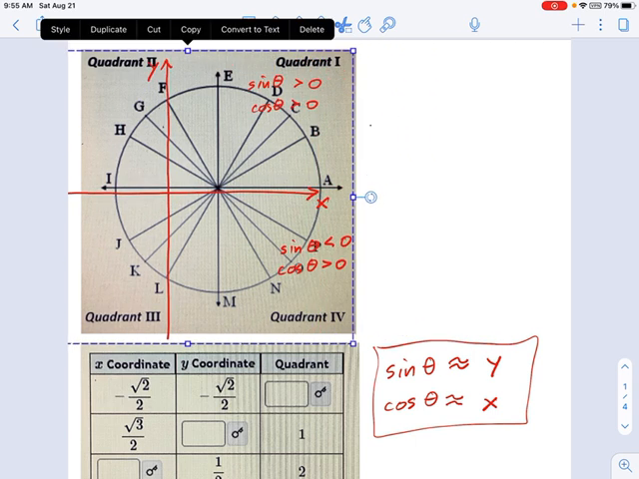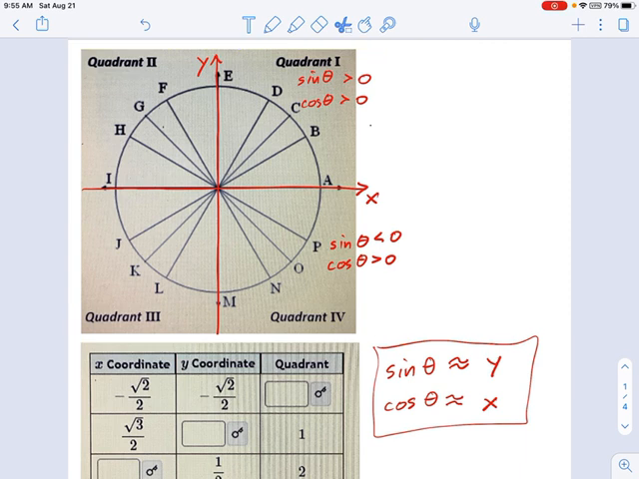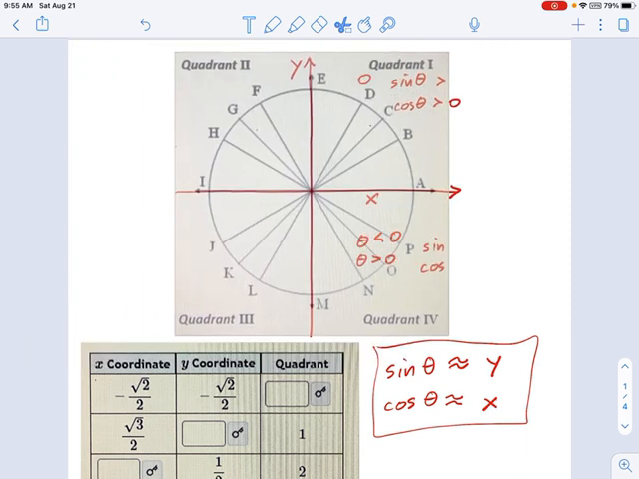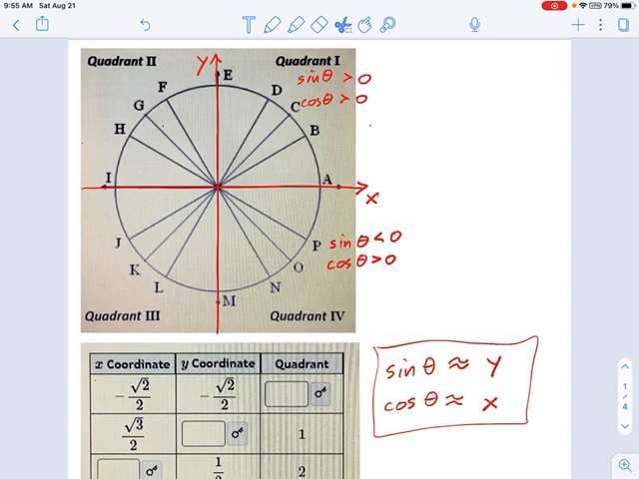You can play this game all the way around the unit circle for quadrants 2 and 3. Okay, hold on. Let me not mess this up. Let's move the whole thing. Of course, that's going to mess that up. Good gracious. I'm just going to work over here.